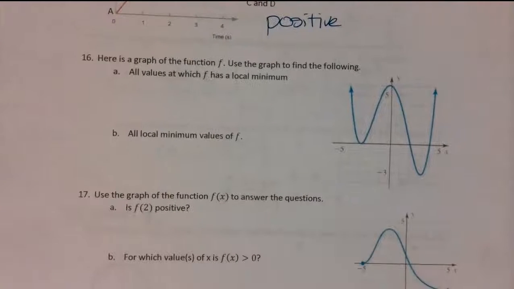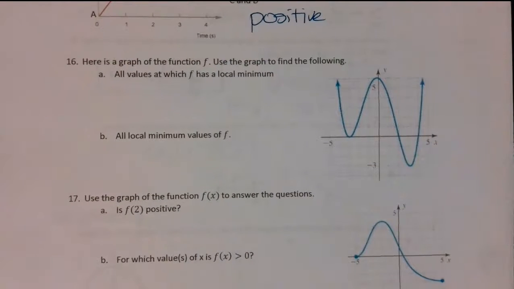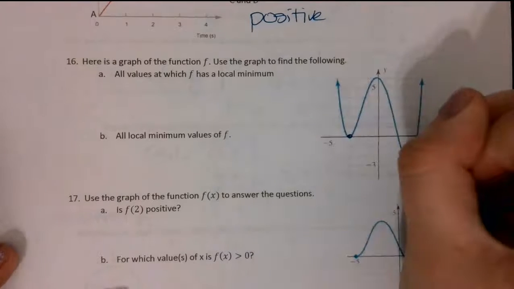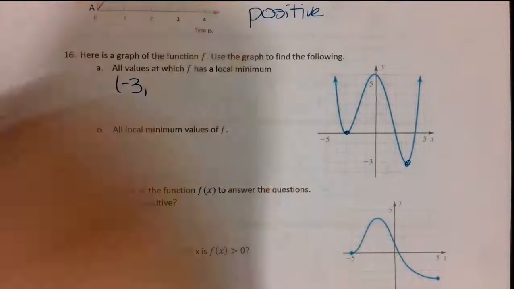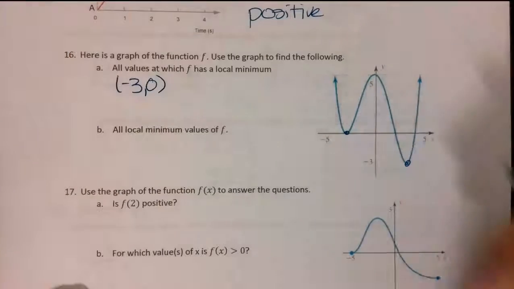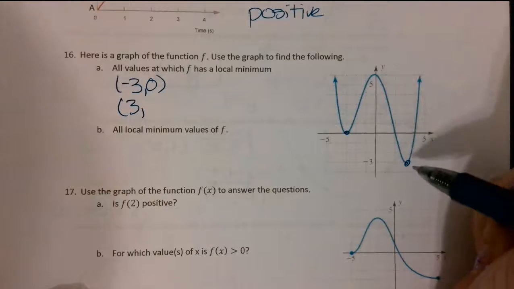Okay, number 16 gives me this graph. It wants me to use the graph to find the following, where it has a local minimum. It has a local minimum here and here. That's going to be, this one is -3, 0. This one is +3, and it's down 3 as well.